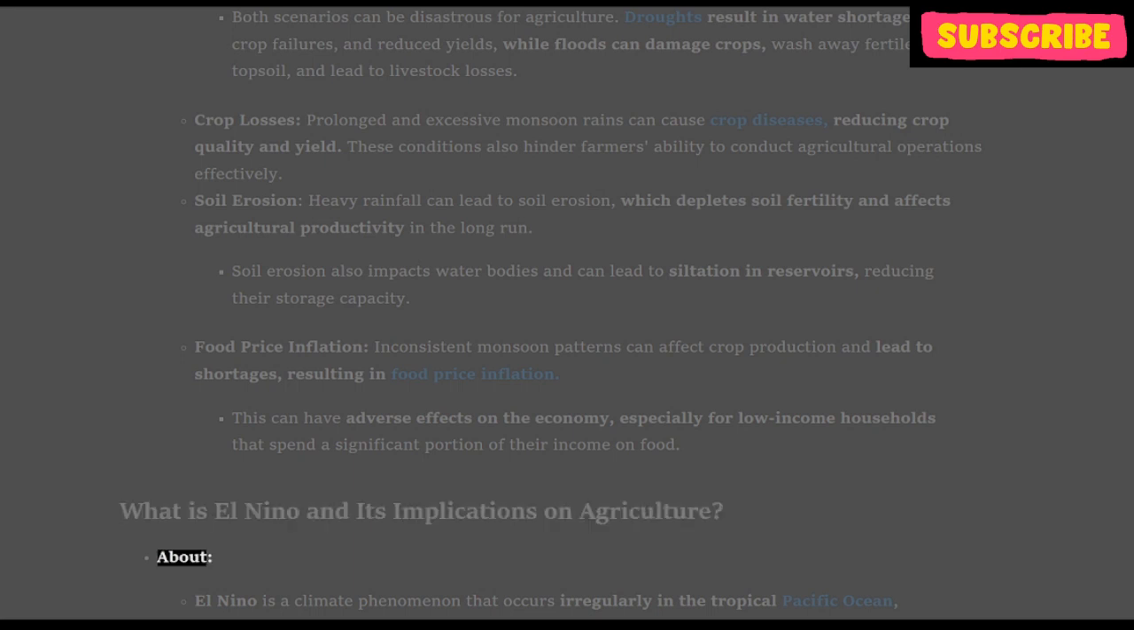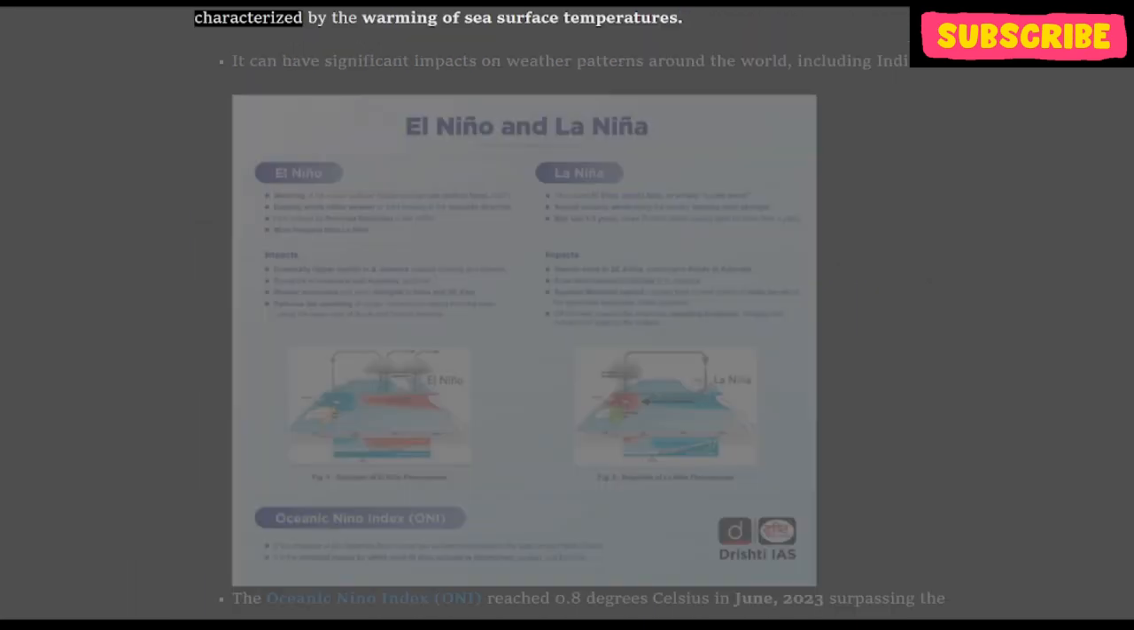El Nino is a climate phenomenon that occurs irregularly in the tropical Pacific Ocean, characterized by the warming of sea surface temperatures. It can have significant impacts on weather patterns around the world, including India.